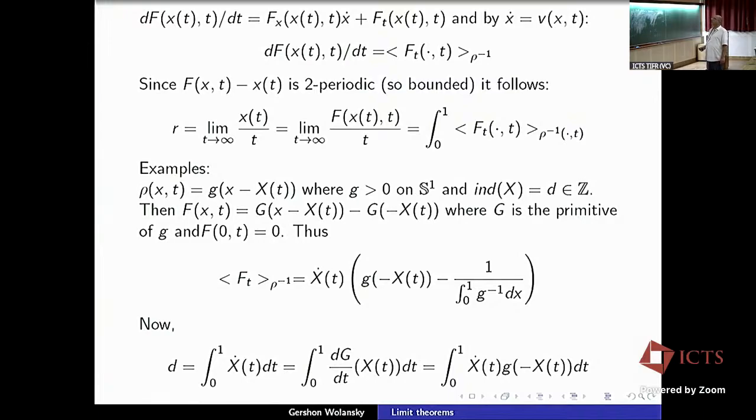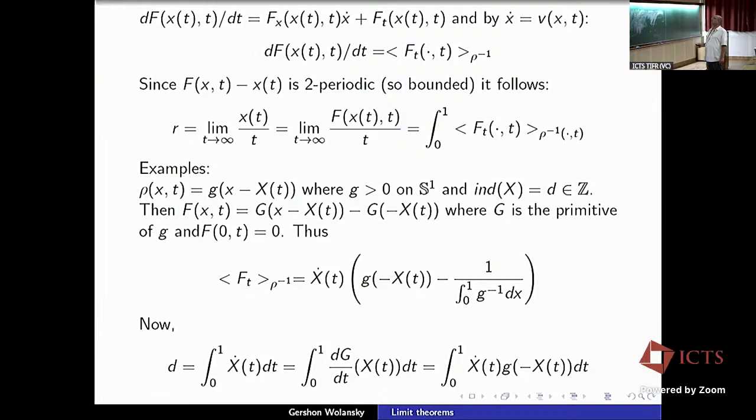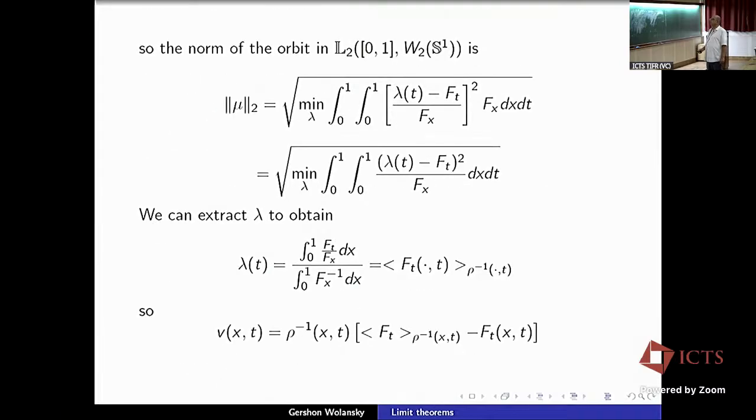Now, I want to calculate the rotation number. So I say, if I differentiate df over dt, we differentiate with respect to the first and second variable. The first variable gives f_x times x dot plus f_t, but x dot is v, and I substitute v from here. I get immediately that this f_t is cancelled, and what we are left with is just this term.